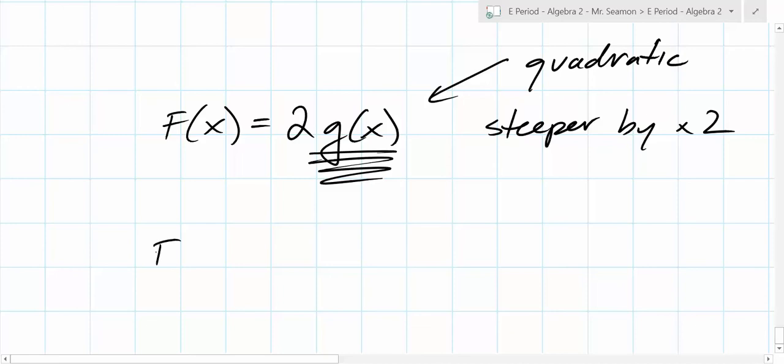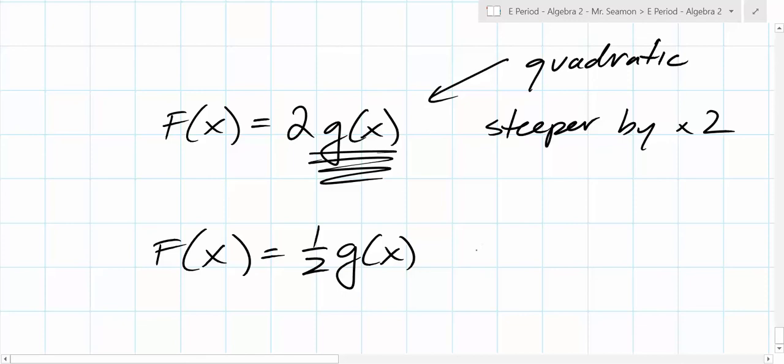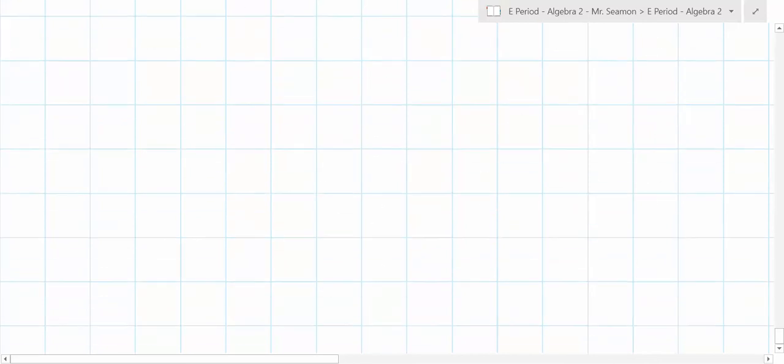Okay, what do you think happens here? f of x is equal to 1/2 g of x. Shallower, because if the output was 10, what does the output suddenly become? 5. Shallower by, you can say by 2, but it's the same idea. Shallower means it's getting smaller, right? So what does that mean graphically?